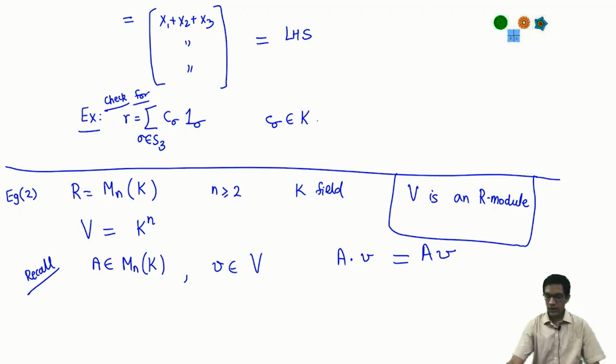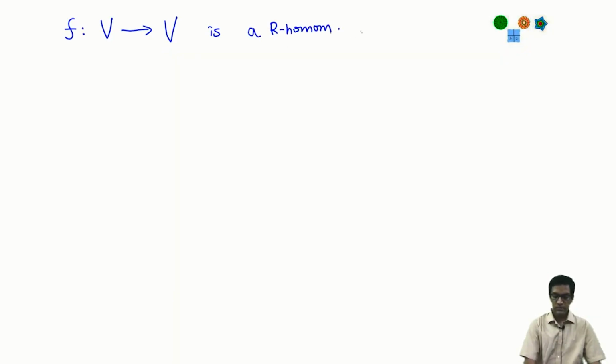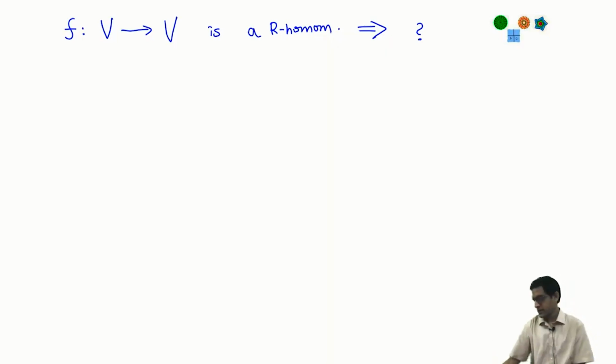But for now I am interested in trying to figure out what homomorphisms look like. So what do I want to do? I want to understand if f from V to V is an R homomorphism, then what can I say about f? What does that tell me about f? In other words, can I somehow characterize all homomorphisms from this module to itself?